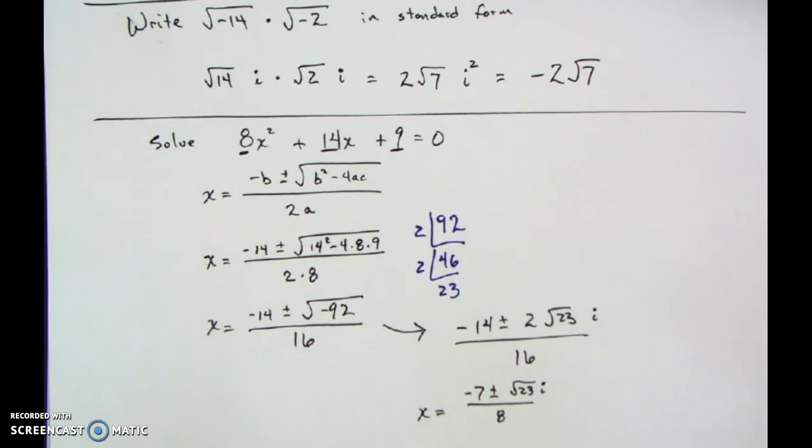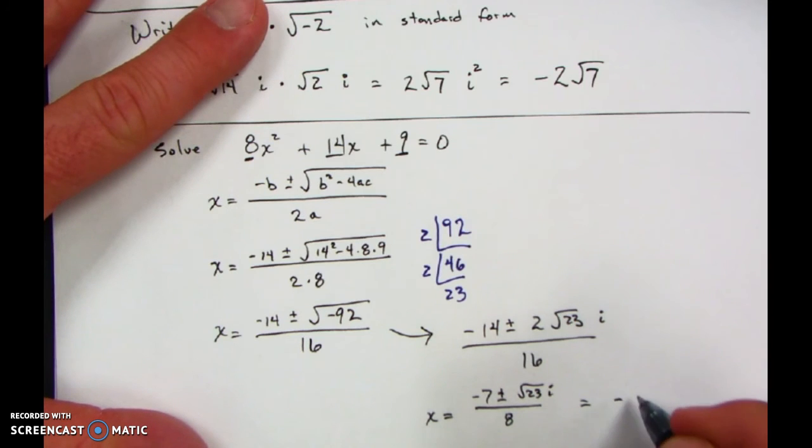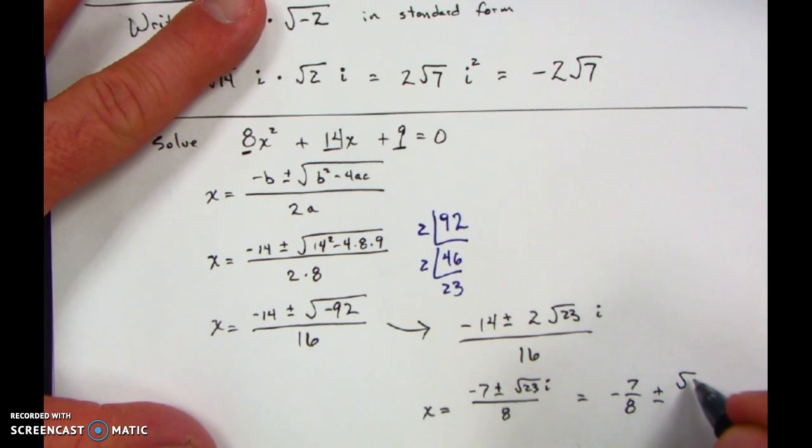And if we're going to write this into standard form, again, we're going to separate our real part and our imaginary part. So we have negative 7/8 as our real part, and then we're going to take plus or minus the square root of 23 over 8.